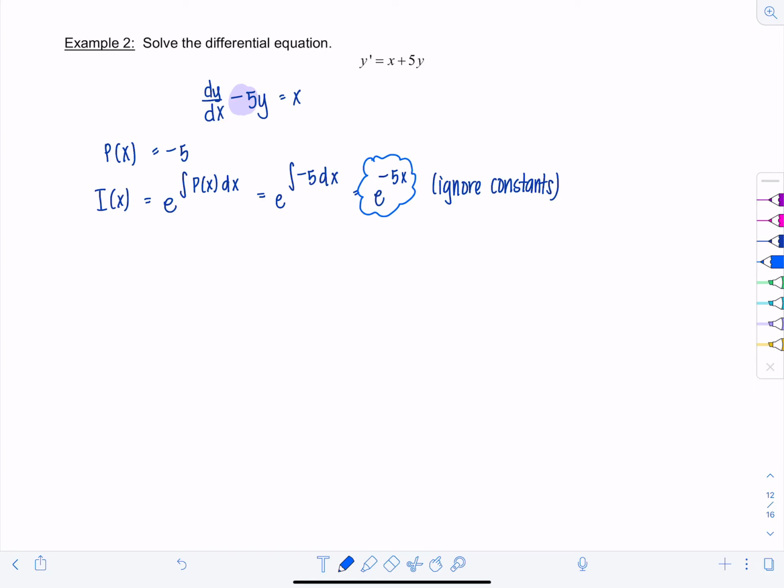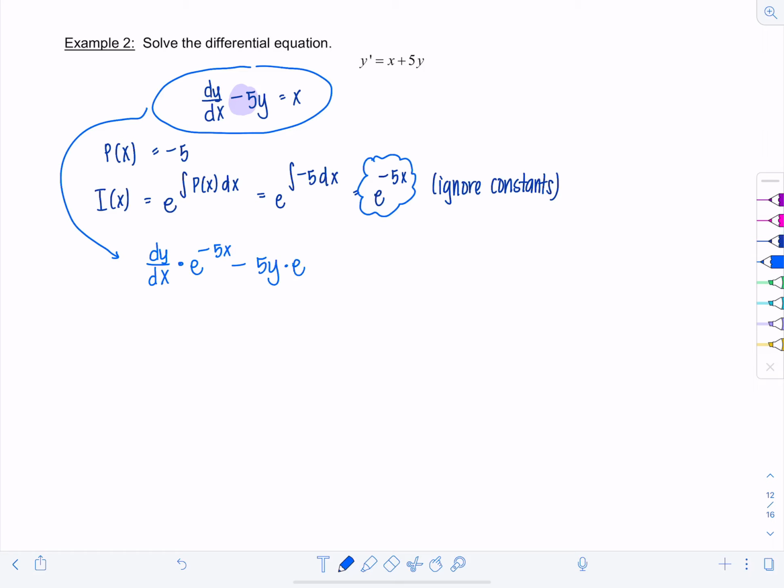We multiply our entire differential equation by it. Okay, so everybody gets multiplied by e to the negative 5x. That means now I'm going to have dy/dx times e to the negative 5x minus 5y times e to the negative 5x equals x times e to the negative 5x. You see that? And you might be thinking, my God, this looks a lot worse than it was when we first started. I don't know how I feel about this integrating factor.